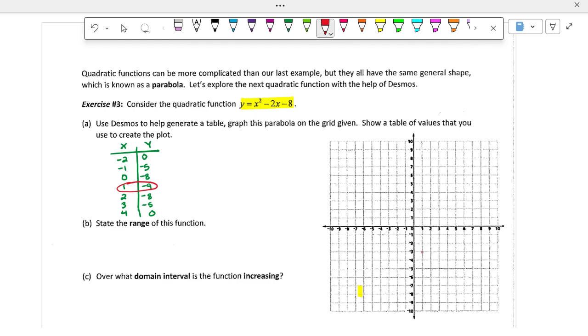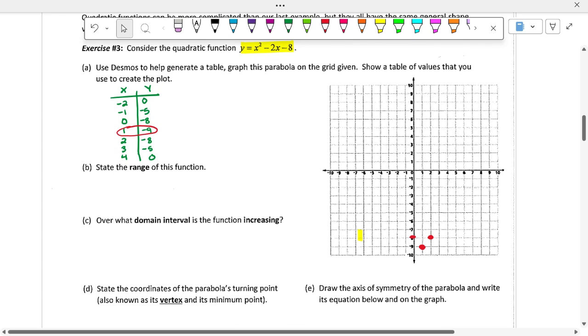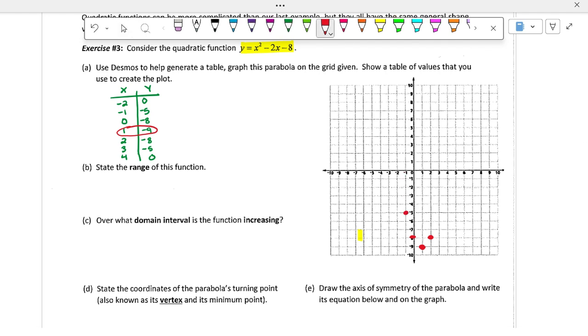So I'm going to start at (1, -9). Then I got (0, -8), as well as (2, -8). So it has its partner on both sides. Then I have (-1, -5) and (3, -5). So it has its partner on the other side. Then (-2, 0) and then (4, 0). So this is what our graph will look like.